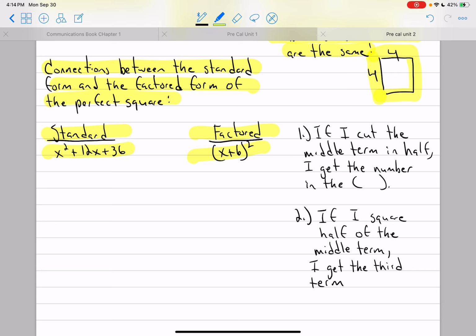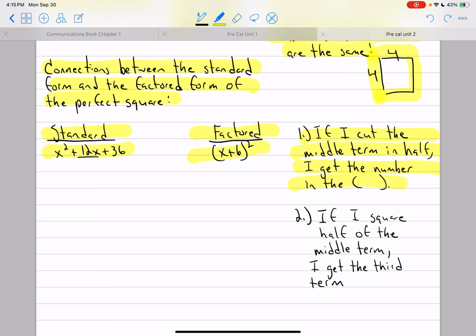First one, if I cut the middle term in half of that standard form, I will get the number that's inside the parentheses. So look here, if I take this middle term, which was 12x, and I cut it in half, 12 divided by 2, I end up with 6. And 6 is exactly the term that is inside the parentheses. So you see that that is always going to be true.